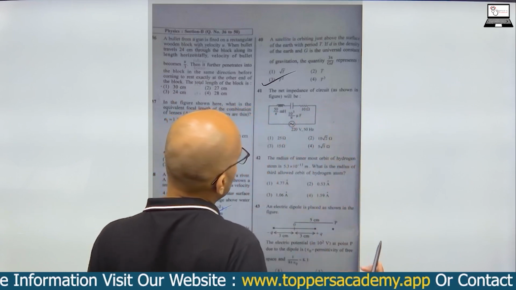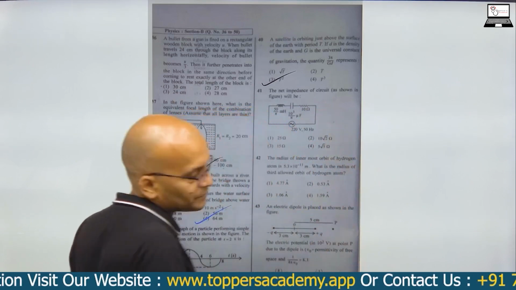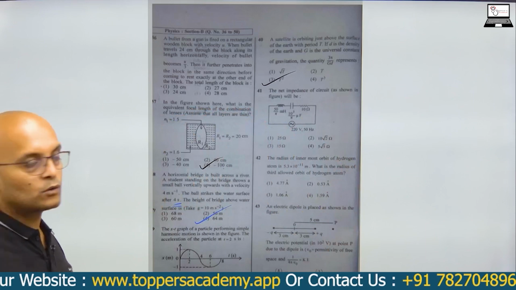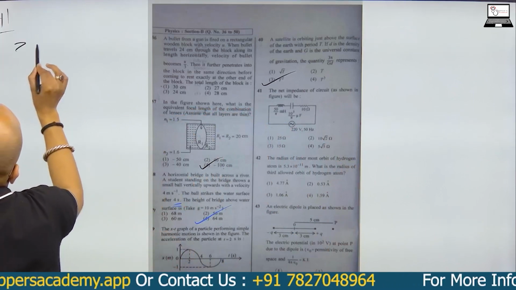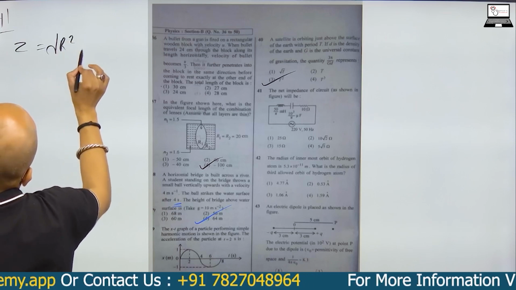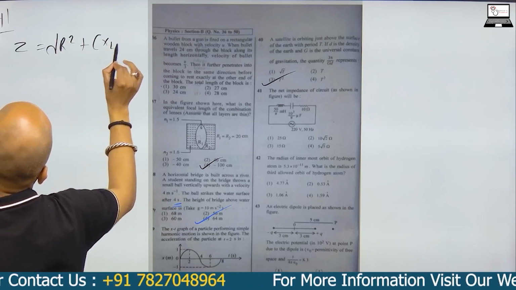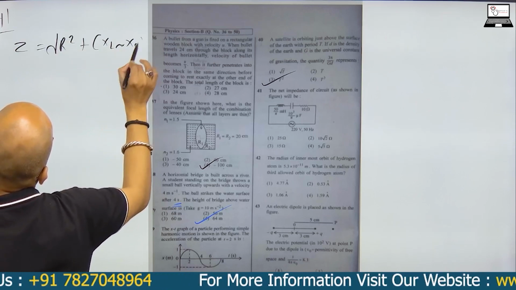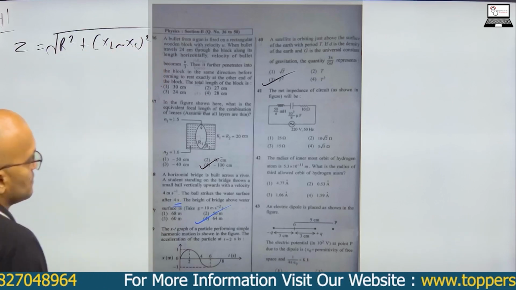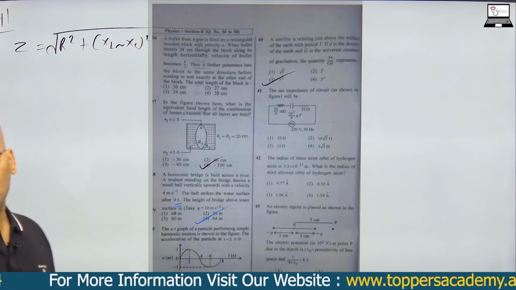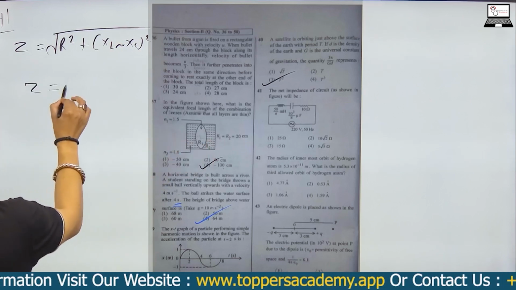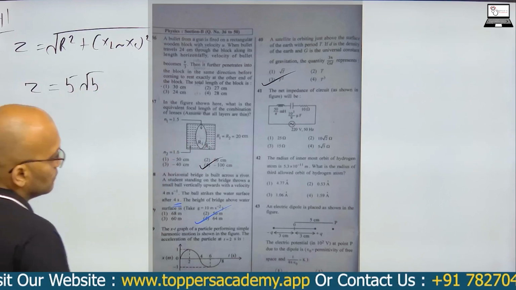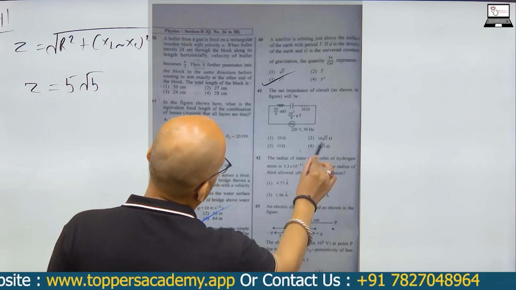Net impedance of the circuit. Oh my god. They are asking you to calculate net impedance. Under root R square plus XL minus XC whole square. Whatsoever is greater, subtract from that. Apply and solve it. Z comes out. All the values are given. 5 root 5. Option D.